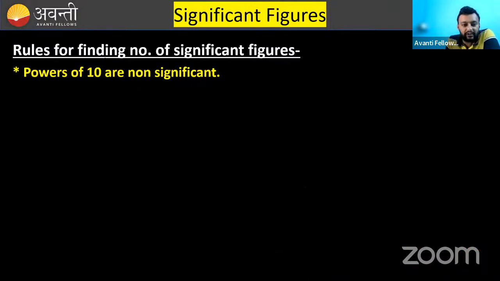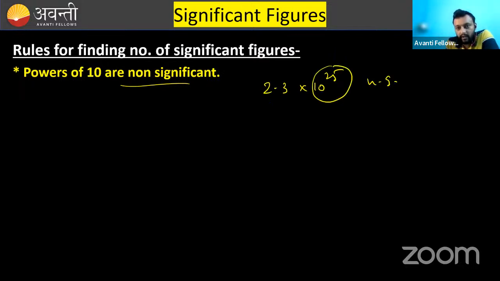One more thing, powers of ten are non-significant. For example, if I say this is 2.3 into 10 raised to the power 25, how many significant figures are there? These are the non-significant digits. Only two significant figures are there. How many? Two significant figures are there.